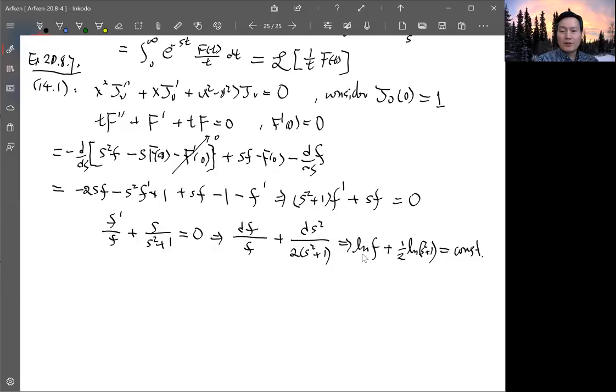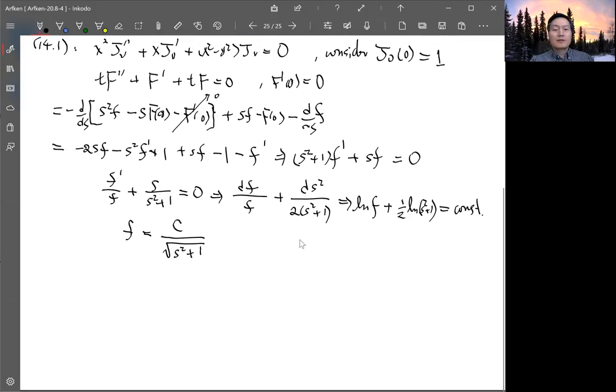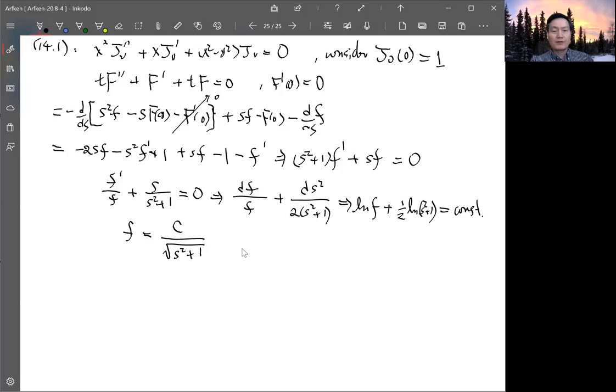So if you multiply the two, this becomes f to the 1/2 power times s squared plus 1 to the 1/2 power equals a constant, or f equals a constant times 1 over s squared plus 1. Okay, so this is like the Laplace transform of J0.